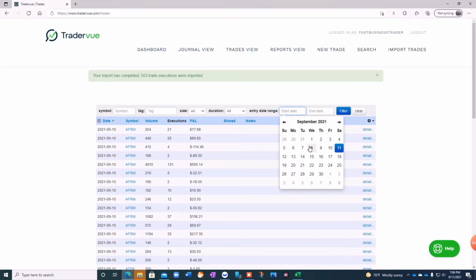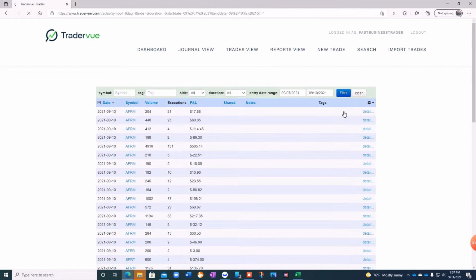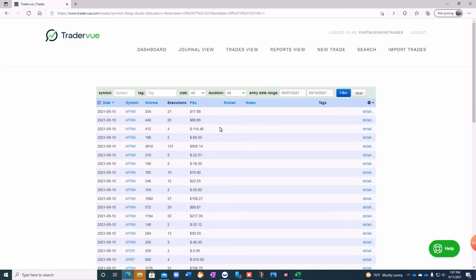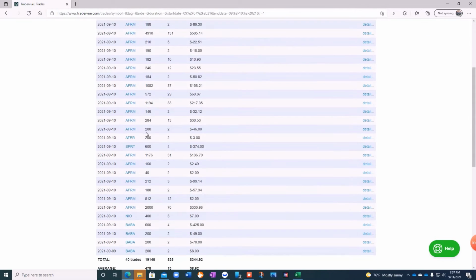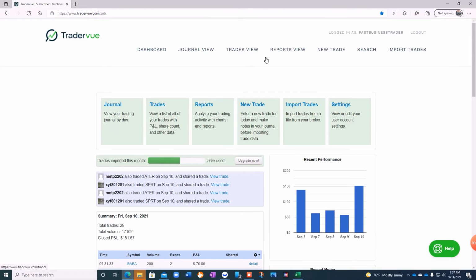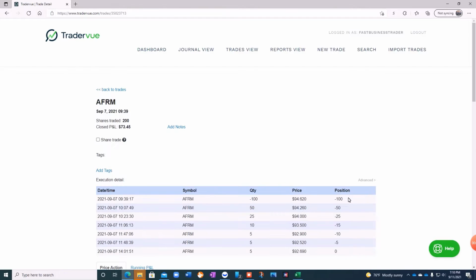So we're going to choose the date from the 7th to the 10th, and we're going to filter that. Okay, that's a lot of trades. All right, so we're going to our dashboard. Okay, so we're going to trade views, and we'll start from the 7th, and let's click details.